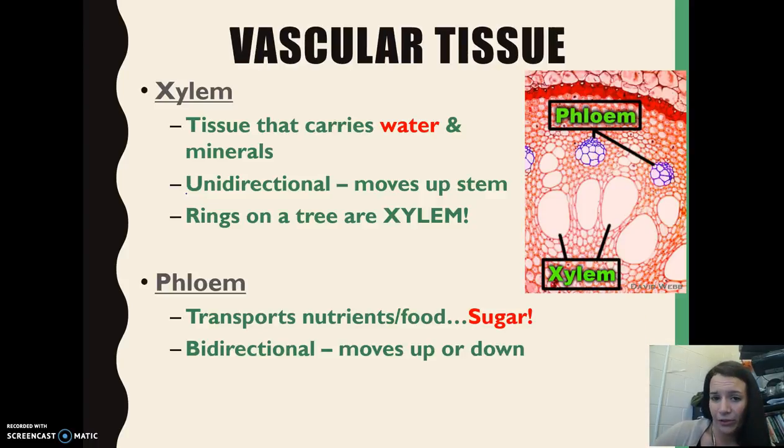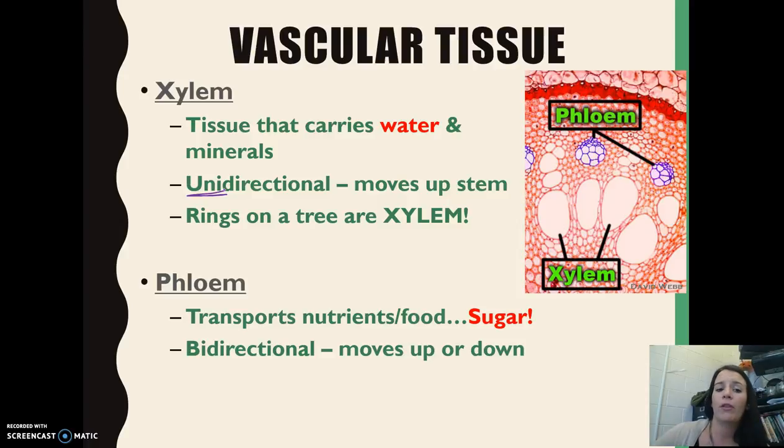Now when we get to vascular tissue, there are two kinds. So there's xylem and phloem. I have a little method for you to remember this. Xylem is tissue that carries water and minerals. It's unidirectional, meaning one direction, and these are actually what ends up being rings on a tree.